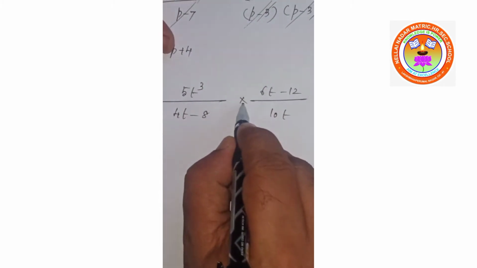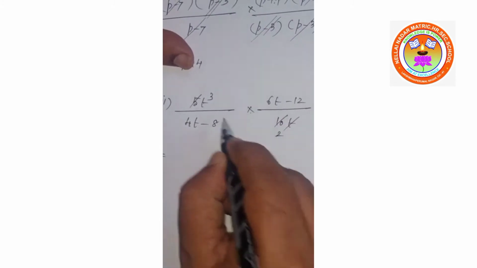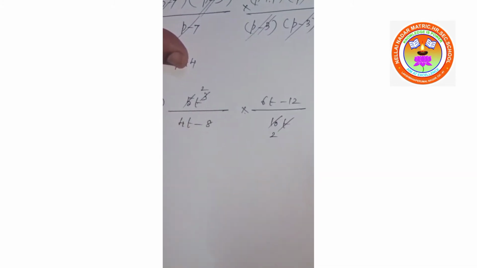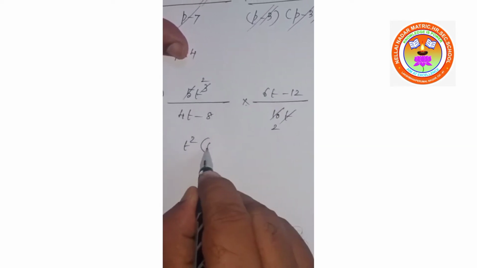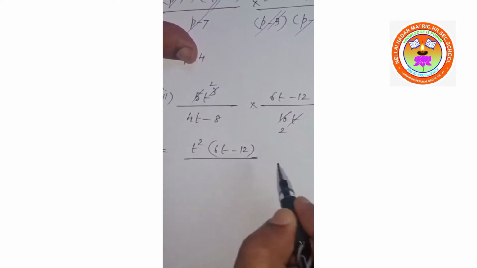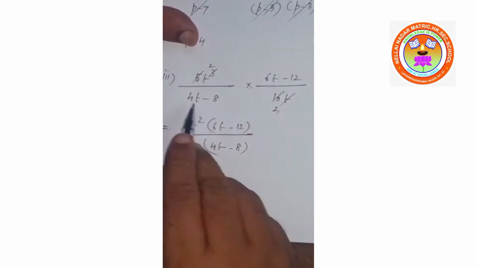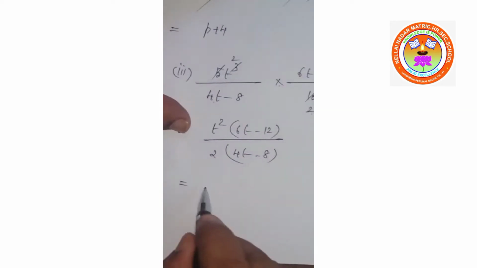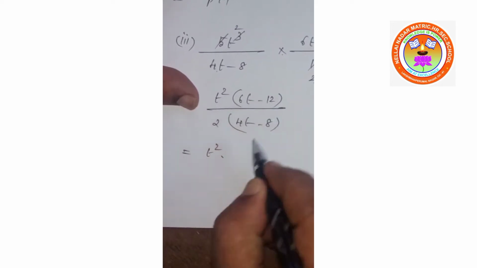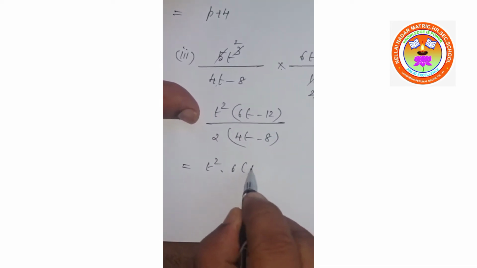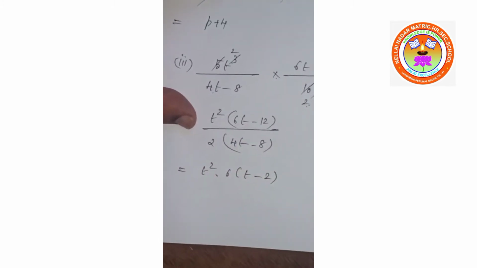Okay, 5 table, what symbol here? Into, so you can cancel 5 and 10. 5 table 2 times. 1t gets cancelled, so 3 becomes 2. So t squared into 6t minus 12 divided by 2 into 4t minus 8. That is equal to t squared into 6t minus 12. 6 and 12, both the numbers in which table? 6 table. So you can take 6 as common, t minus 2. 6 into t, 6t, 6 into minus 2, minus 12.